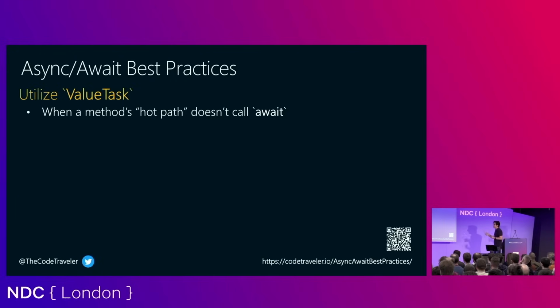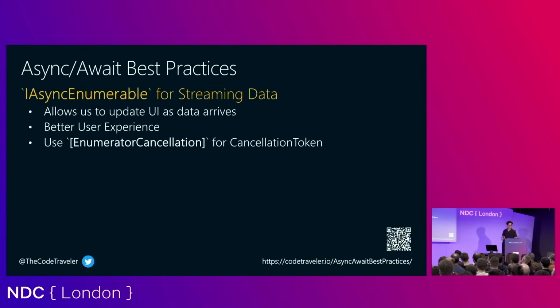Utilize ValueTask. So when your method's hot path doesn't call await, you can return a ValueTask instead of a Task. Get that performance boost, because now, again, you're pushing that to the stack instead of allocating it on the heap, and your code's just going to run that much faster. And you'll notice a lot of things under the hood in .NET now use ValueTask instead of Task as well. So we can be just as smart as those guys using ValueTask in our code.